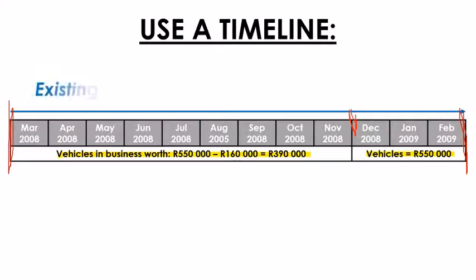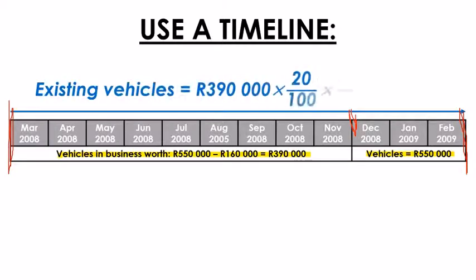So if you want to calculate the depreciation on cost price, you would say the old vehicles had a cost price of 390,000 Rand. The depreciation rate is 20%, and we had this vehicle or these vehicles, we're not sure how many vehicles this represents, for the full 12 months in our business because we had them when the year started and we didn't sell them. Okay, so they lost 78,000 Rand worth of their value.